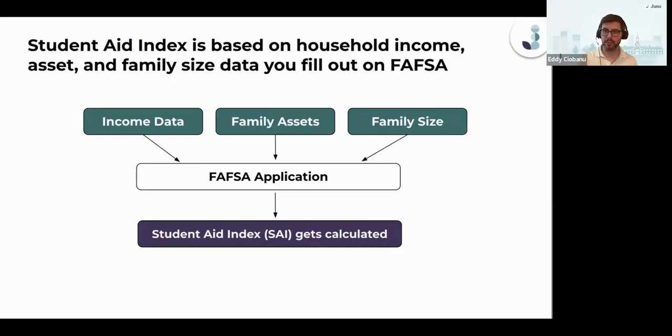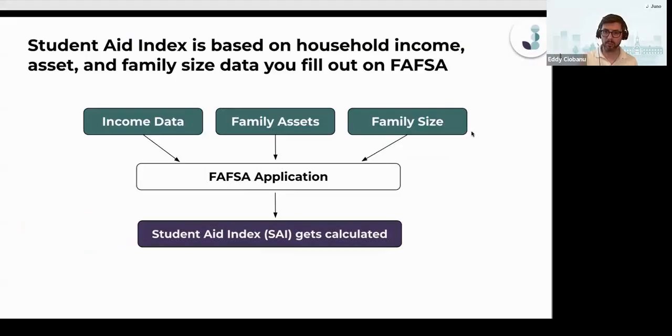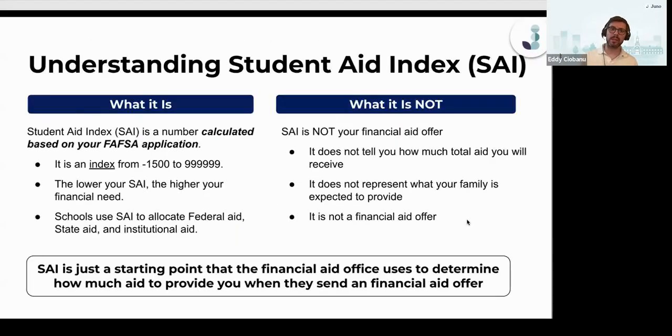Again, many seniors or parents of high school seniors may have already filled this out, so you're familiar with this process. But after you submit the financial aid application, then the Student Aid Index gets calculated. So this is an index number. I want to be clear about what the Student Aid Index is and what it is not. It's a number that ranges from negative 1,500 to a very, very large number. So the lower your Student Aid Index number, the higher a family's financial need. And so this number is what's used to calculate the financial aid package. It's what's used for schools to allocate federal aid, state aid as well, and their own institutional funding sources.